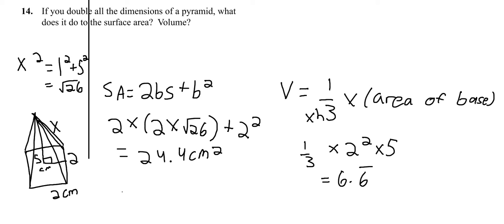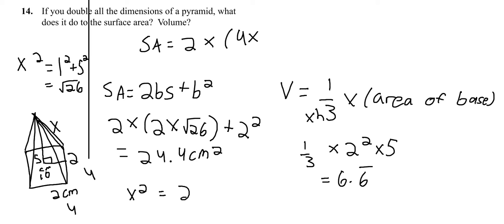So if I use the doubled numbers, so if I used 4 here, let's change that to 4, change that to 4, and change this to 10. So you have to find out what happened to the surface area. So if I did surface area as 2 times, so now it's 4, and I also have to do Pythagorean theorem again. So I'm going to do x squared, and then it's half of 4 is 2, so it's 2 squared, and then 10 squared, because it's doubled this time. So that's going to equal the square root of 104.